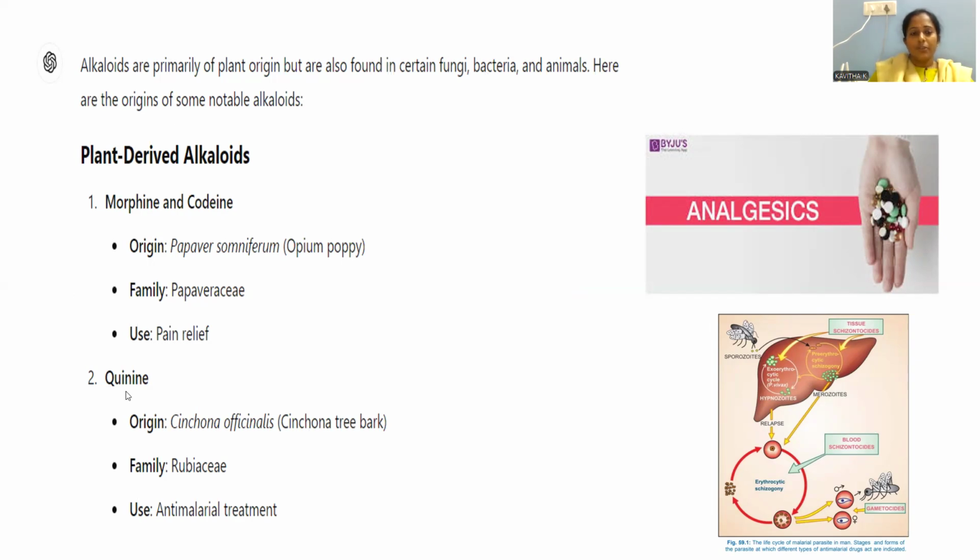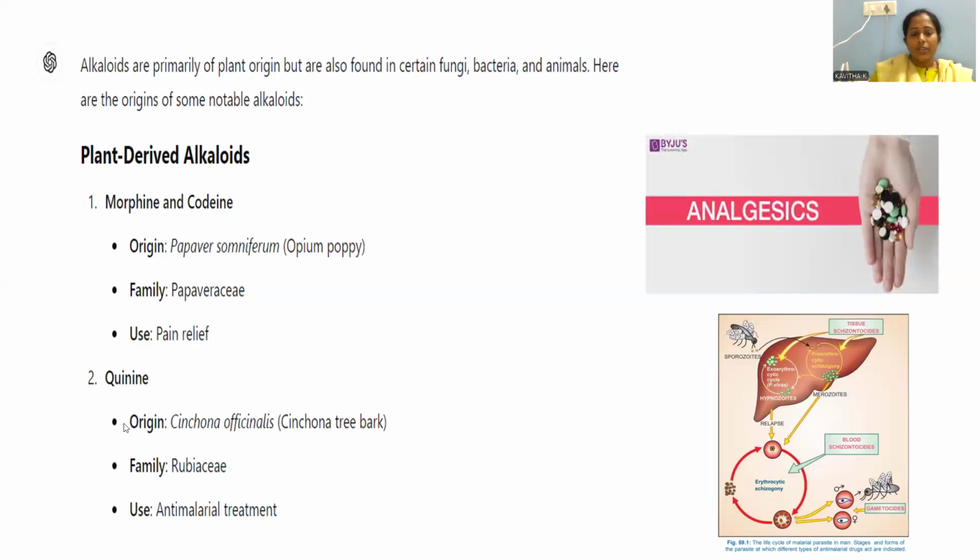You can notice some alkaloids listed over there. Plant-derived alkaloids: morphine and codeine. As we just saw, morphine and codeine both resemble the phenanthrene ring skeleton. The origin is Papaver somniferum, the opium poppy, from which we can extract morphine and codeine. The family name is Papaveraceae. In general, morphine and codeine are used in relieving pain, so they are pain-relieving agents, scientifically called analgesics.